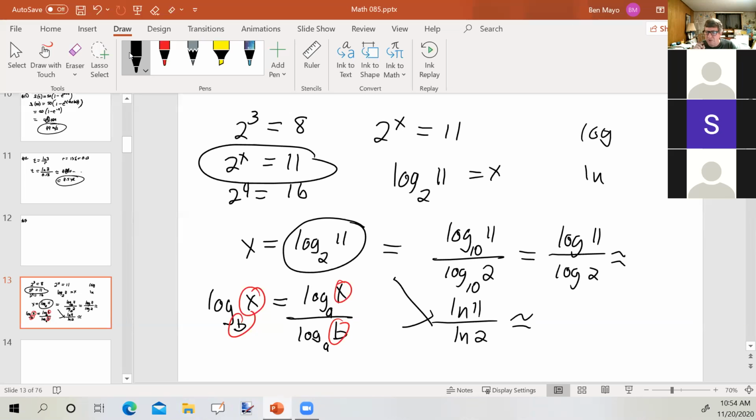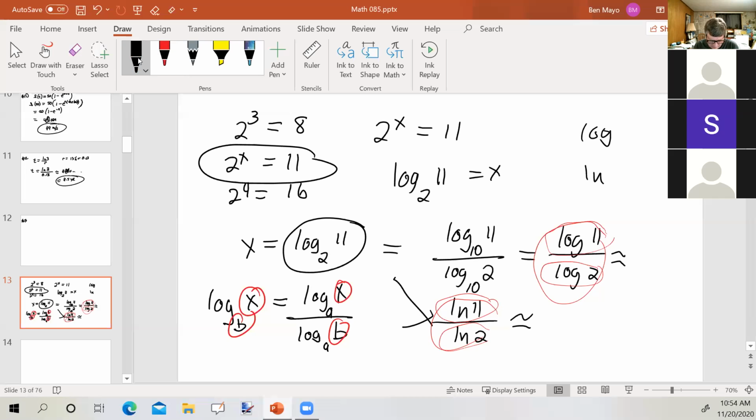Now, understand this. Log base 10 of 11 does not equal the natural log of 11. Log base 10 of 2 does not equal the natural log of 2. But the ratio of this fraction is equal to the ratio of that fraction. They've got to both be log base 10 or both be log base e. You can't have one of them 10 and one of them e. Okay, they got to be the same.